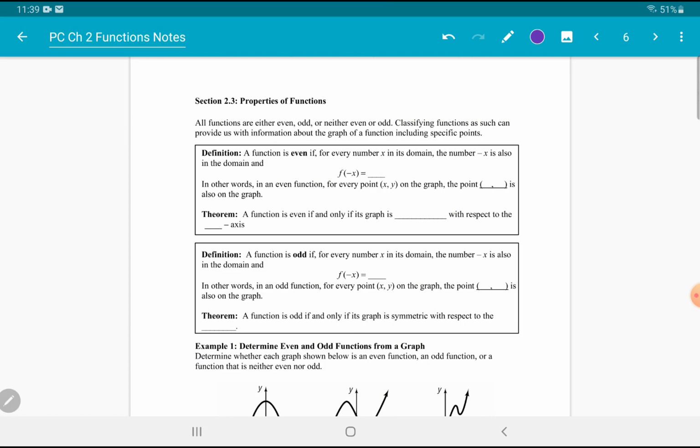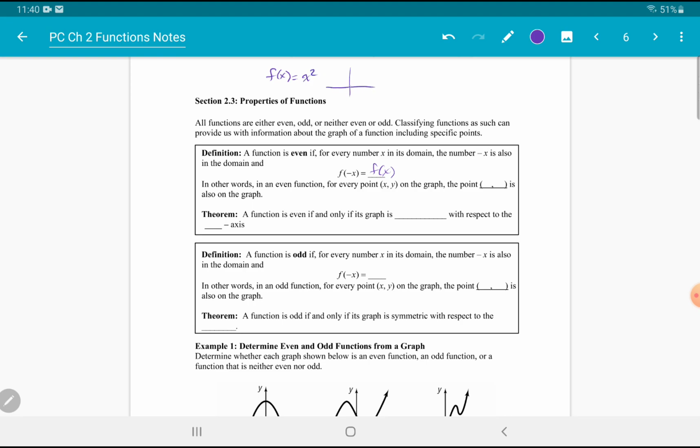A function is even first if for every number x in its domain, the number negative x is also in the domain, and f of negative x equals f of x. A classic example of this would be the even function f of x equals x squared.